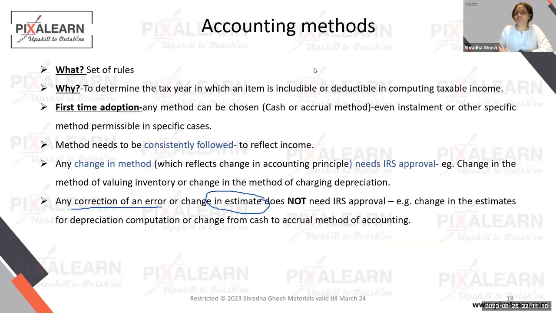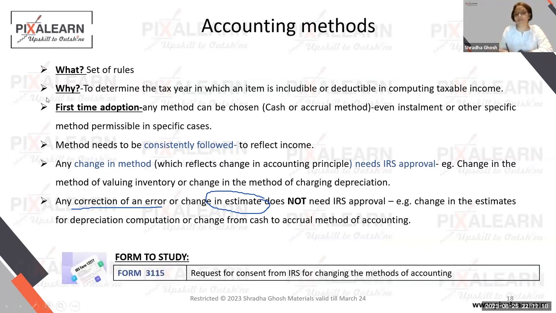Okay. So how do I take the approval from the IRS? You fill up a form. What is that form? Form 3115. And that form is for changing or getting the consent from the IRS. Let's say I want to change my method of inventory from LIFO to FIFO. This is the reason. Please let me do that. So if you don't file this form, you cannot suo motu change the methods of accounting. So the keywords are, guys: estimate, no approval; principle, yes approval; correction of error, no approval required. Which form? Form 3115. Okay.